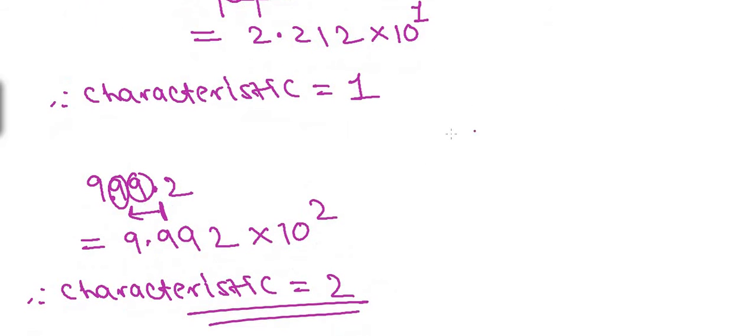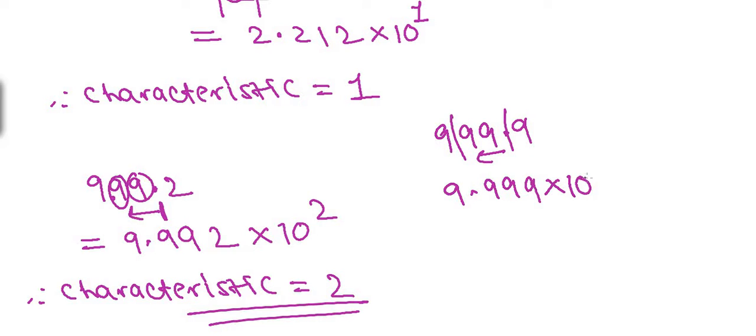When we write a number, let us say we write 999.9, then write it as 9.999. Mark the direction in which the decimal has been shifted. It has been shifted towards the left side, so the power will become plus. And by how many units are we shifting it? 2 units. So it's 10 raised to 2. So the characteristic over here is 2.